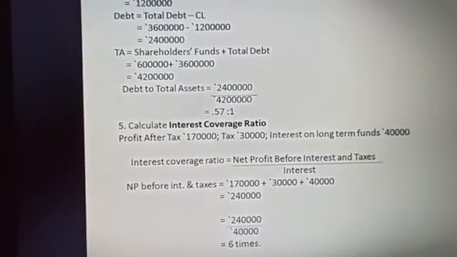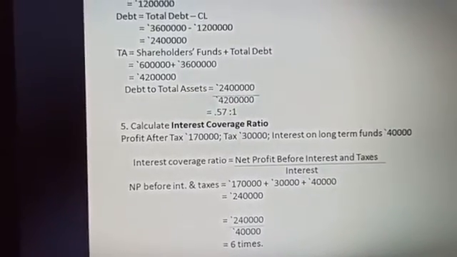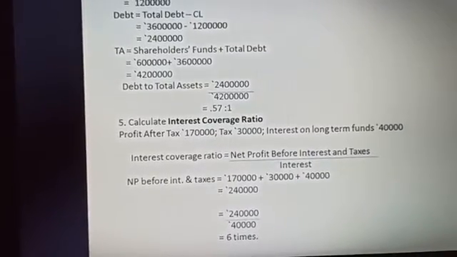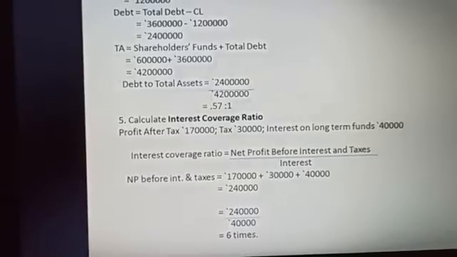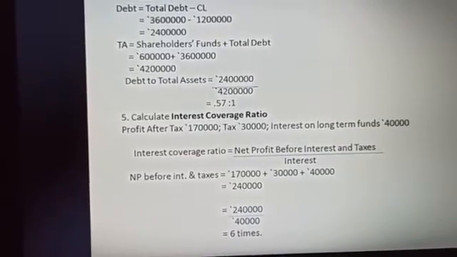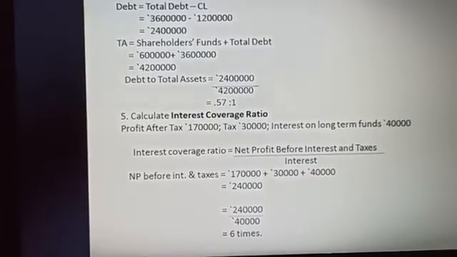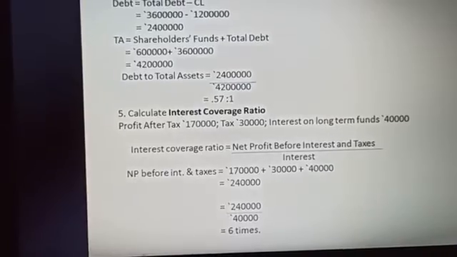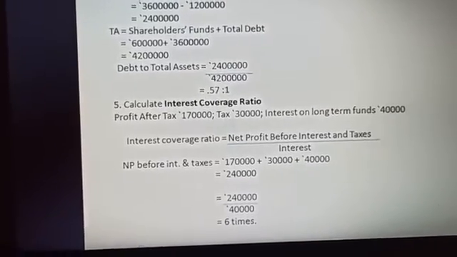Total assets equals shareholders' fund plus total debt, because both sides of the balance sheet are equal, assets equal liabilities. So 6 lakh plus 36 lakh, we get 42 lakh as total assets. Now we can apply that in the formula. So 24 lakh divided by 42 lakh, it comes to 0.57:1.